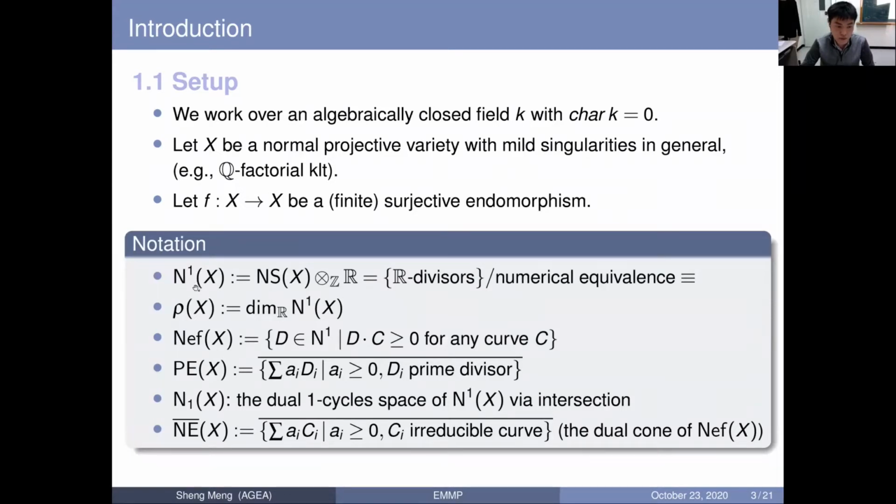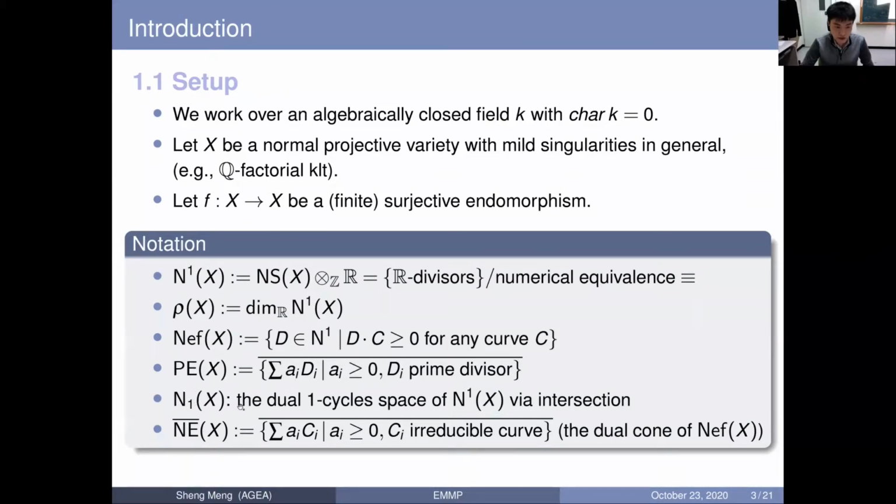First, N^1(X) denotes the finite dimensional real vector space of R-Cartier divisors modulo numerical equivalence. You can also regard it as the Néron-Severi group tensor with R. And its dimension is denoted by rho(X), the Picard number of X. We also consider the cones of nef Cartier divisors, meaning the R-Cartier divisors with intersection non-negative for any curve, and also the pseudo-effective cone, which is the closure of the effective divisors.